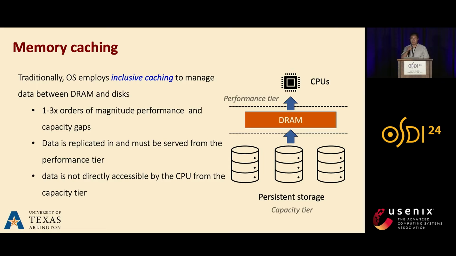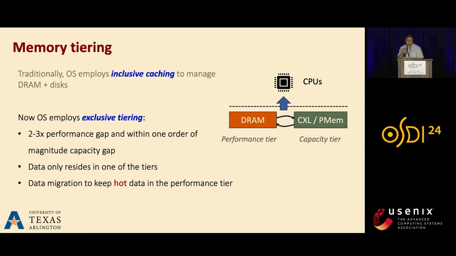Traditionally, the operating system employs inclusive caching to manage data between the DRAM and disks. Given the several orders of magnitude performance gap, and the disks are not directly accessible by the CPU, the fast memory is usually used as a cache of the slow tier. Therefore, the hit rate of the performance tier is paramount to overall performance.